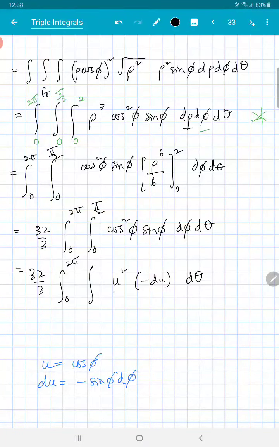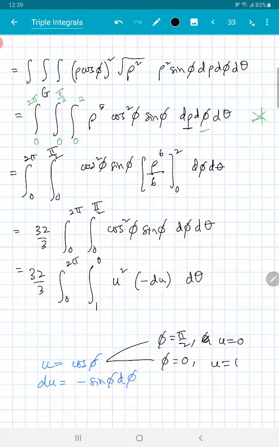Now, if you don't want to change u back to cos phi, we can always use the limits for phi to get the limits for u. The upper limit for phi is pi over 2. So when phi is pi over 2, cos pi over 2 is 0. So that would be the upper limit for u. The lower limit for phi is 0. Cos 0 is 1, so the lower limit for u now is 1. Now let's evaluate this.